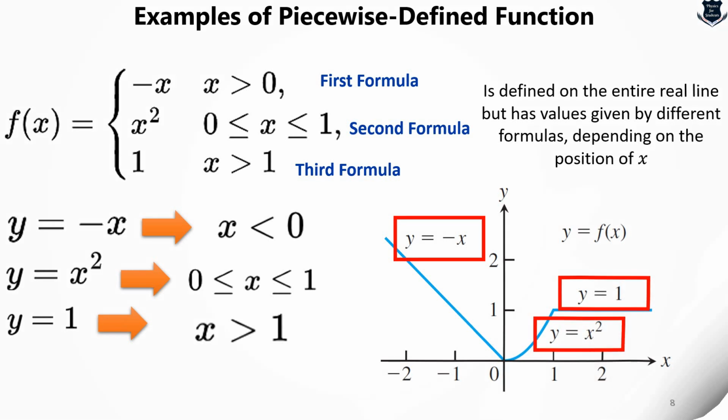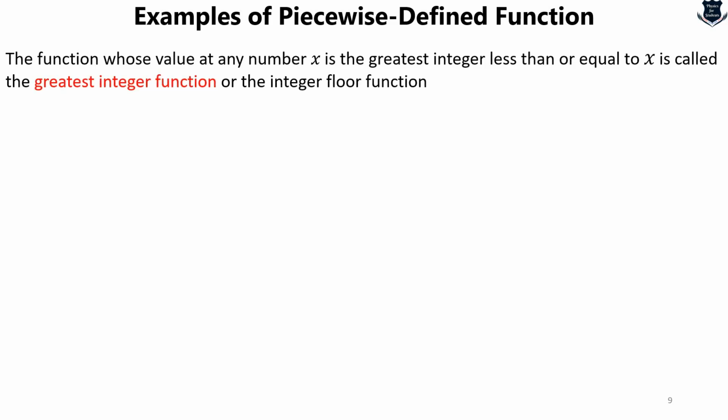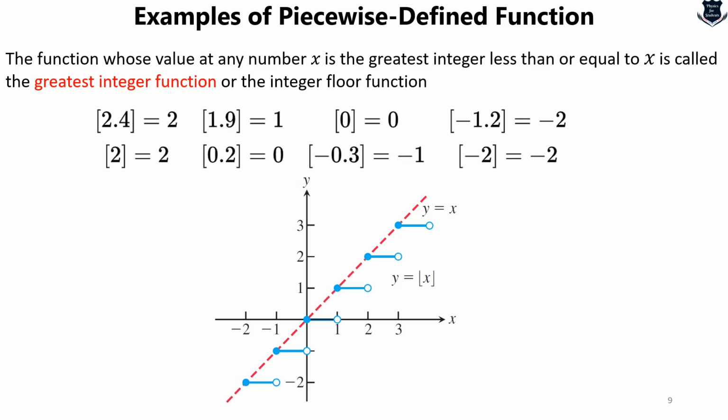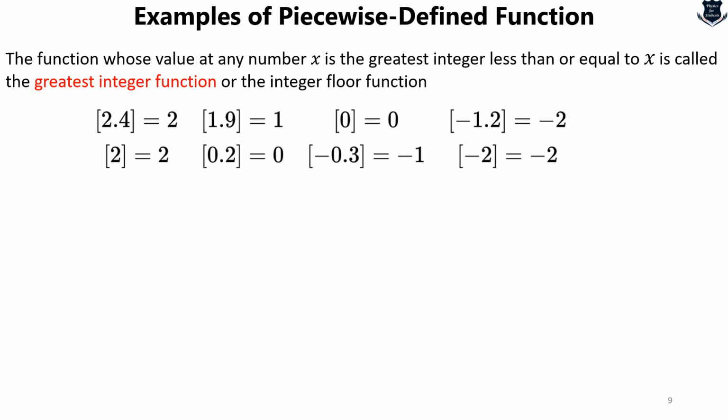Now there can be another example, the function whose value at any number x is the greatest integer less than or equal to x, which is called the greatest integer function, or the integer floor function. It is denoted by this, and it looks something like this. Right, so this is what it looks like. Now if I plot, from this range, 2.4 equals 2, these are all ranges.